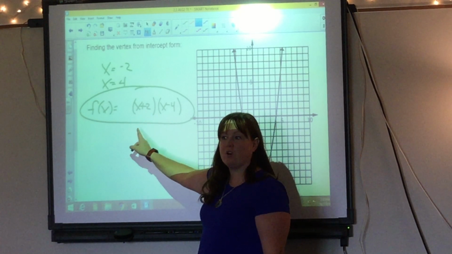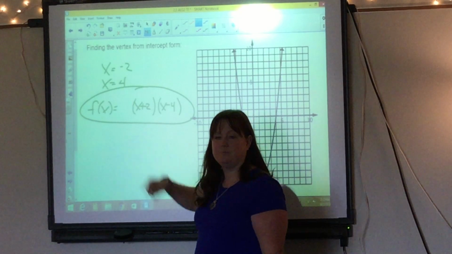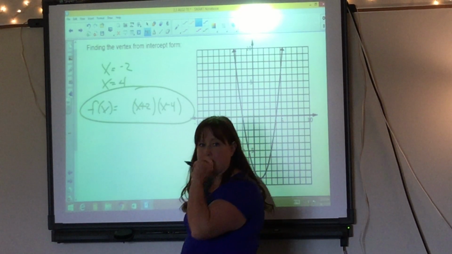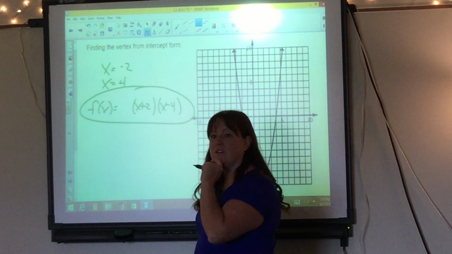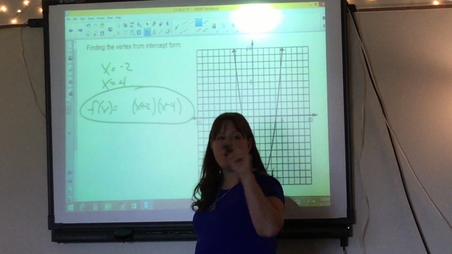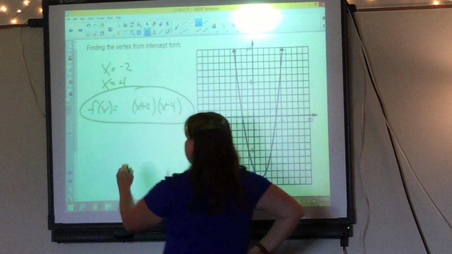This is in intercept form. Let's switch it to standard form. So how do we do that? You either FOIL or use the box.